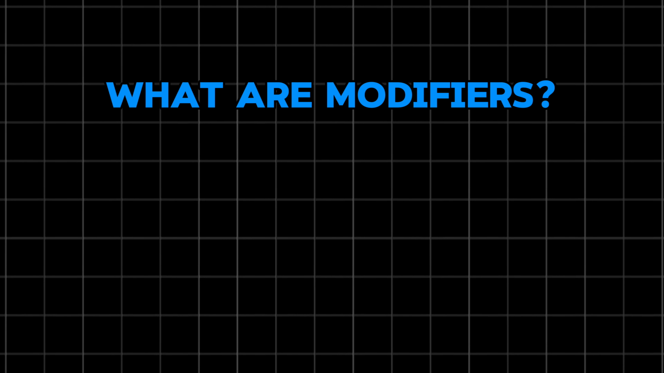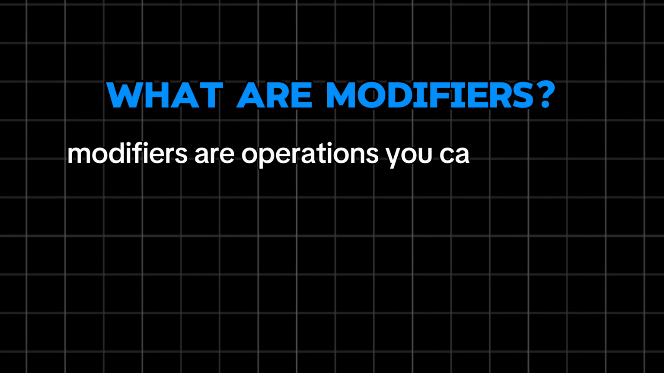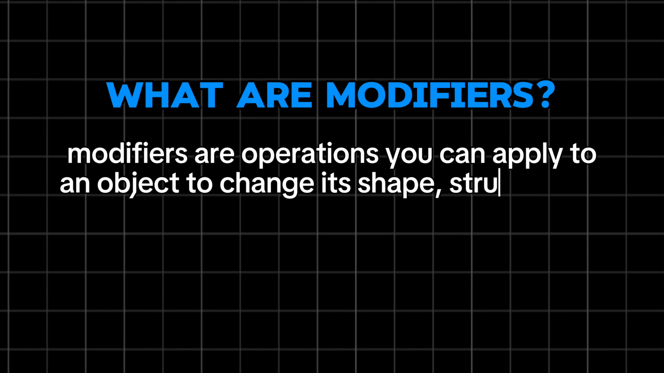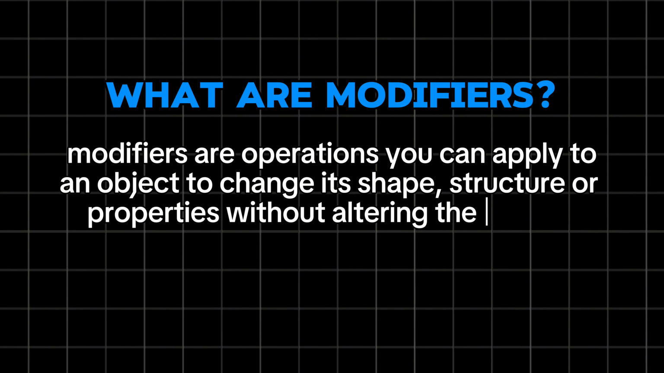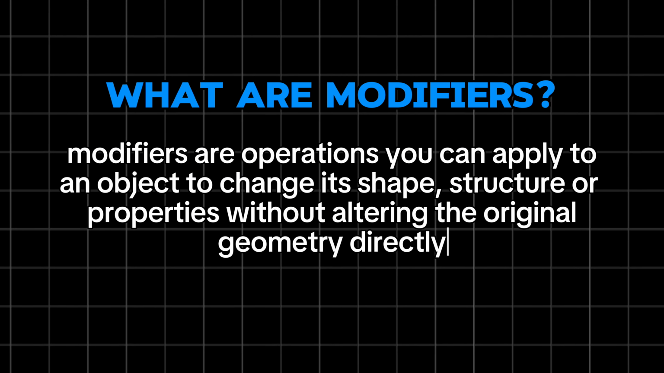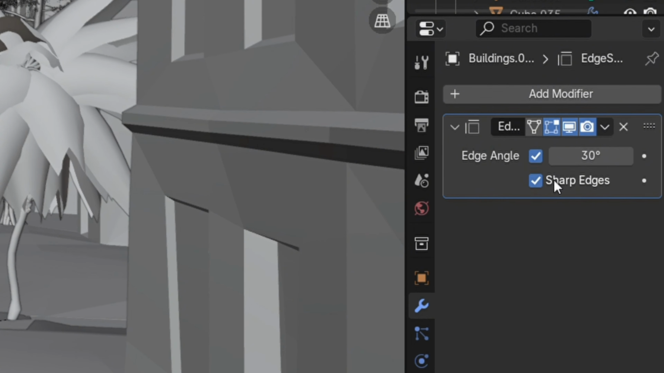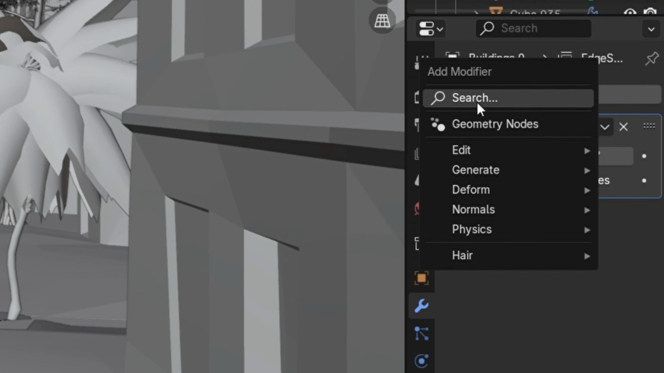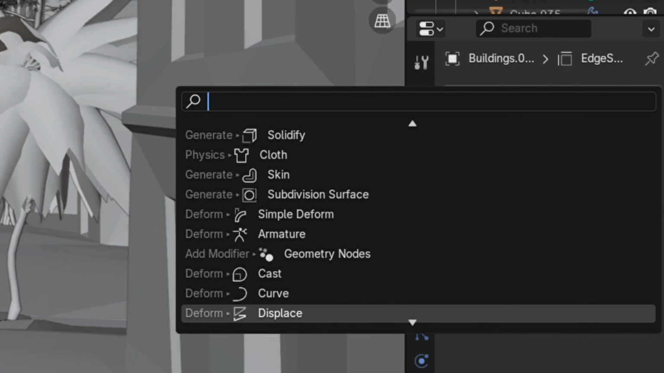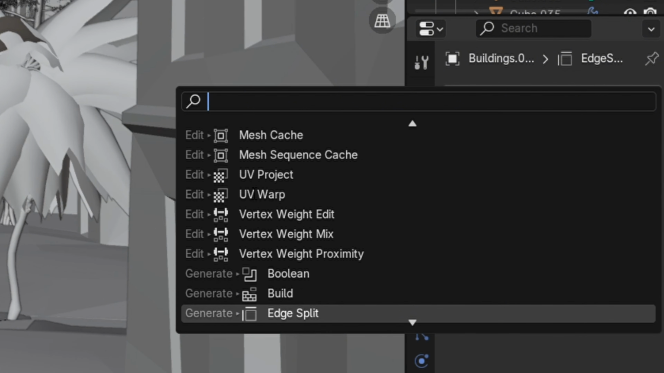What are modifiers? Modifiers are operations you can apply to an object to change its shape, structure, or properties without altering the original geometry directly. You'll find them in the Modifiers tab, represented by a wrench icon in the Properties panel. The best part? You can stack and tweak them in real time to experiment with your designs.